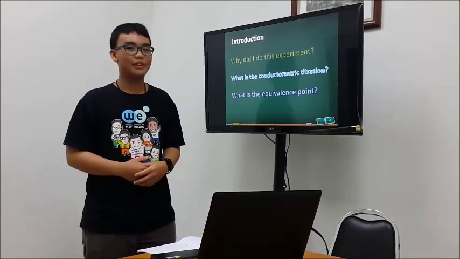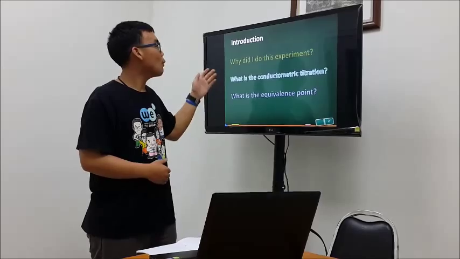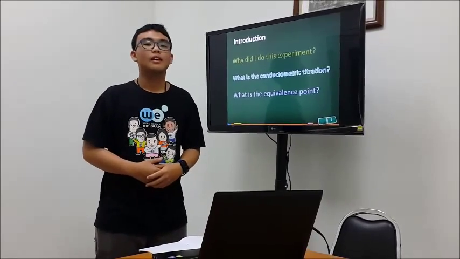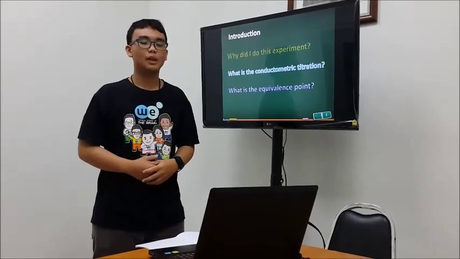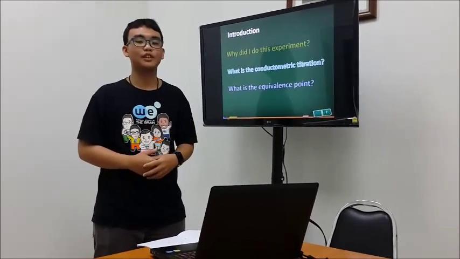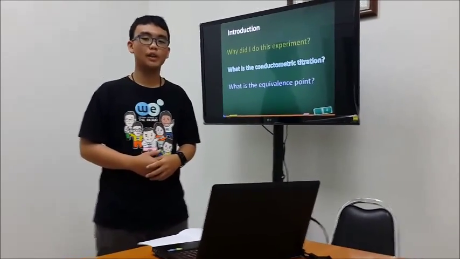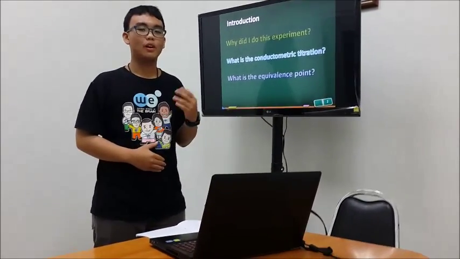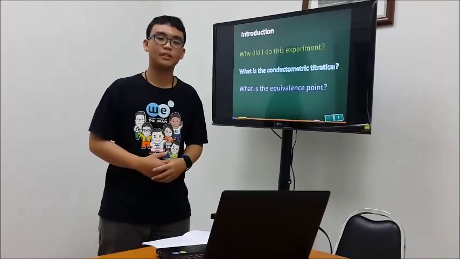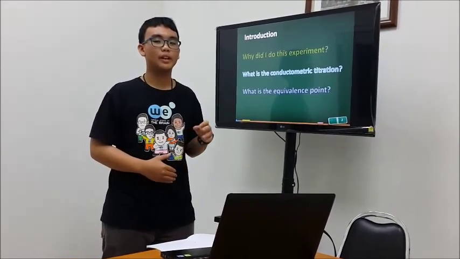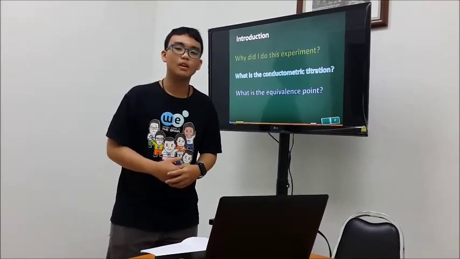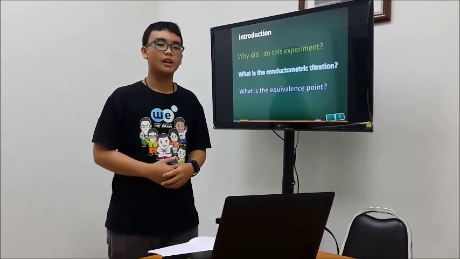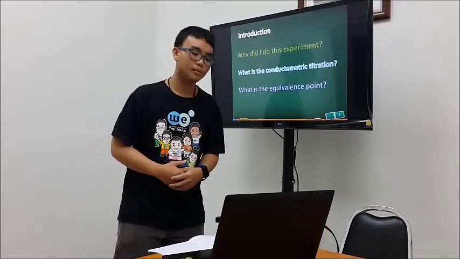Let me start with introduction. Why did I do this experiment? Because nowadays, several experiments may be related with acid and base, so finding the equivalent point is really important because I don't know the concentration of some substances. Therefore, we can calculate it from the titration method. But this method needs expertise, such as choosing an indicator.